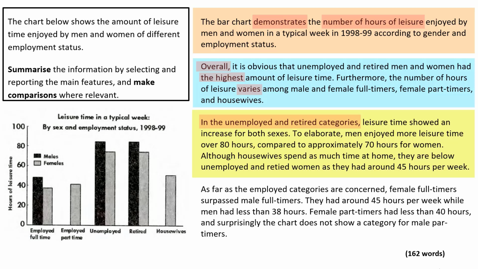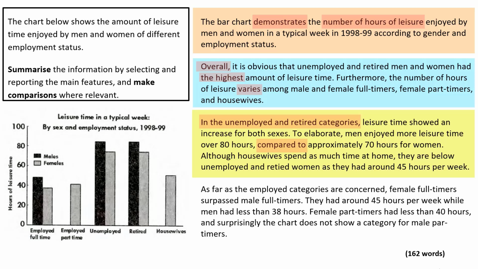After that, I compared them together. So I compared using this word, compare to elaborate. Men enjoyed more leisure time, over 80 hours, compared to approximately 70 hours for women, because I told you you have to show comparisons in your body paragraphs. And I also refer to housewives, that they spend less time, and I compared them to unemployed and retired women.